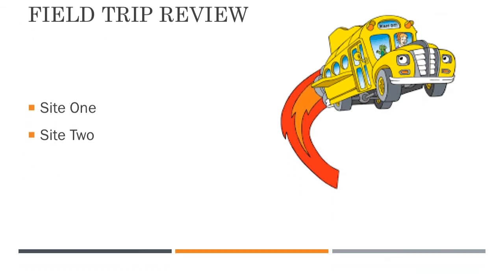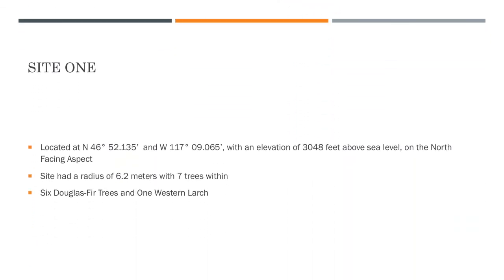This site was forested and had two prevalent tree species. There were seven different trees in the site, which had a radius of 6.2 meters. Six of those trees were Douglas fir, while one was a western larch. The calculated number of trees per acre was 496.84 Douglas fir and 82.8 western larch.